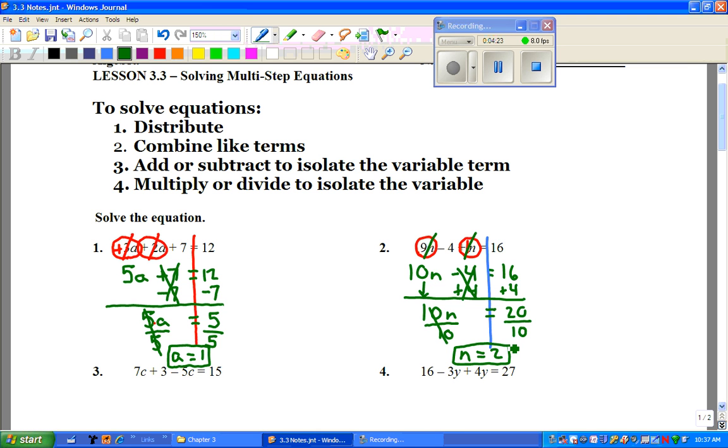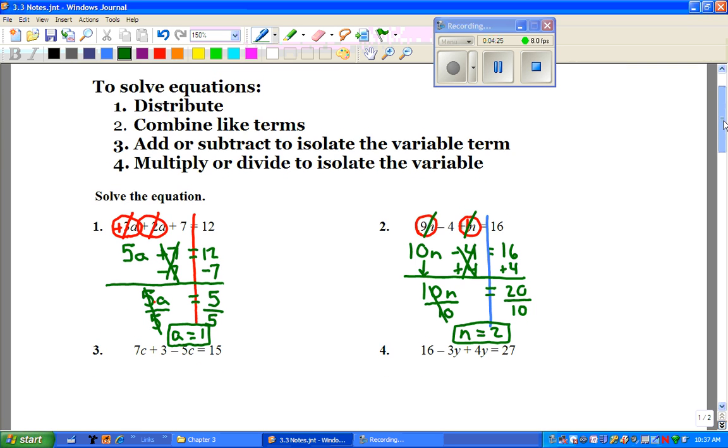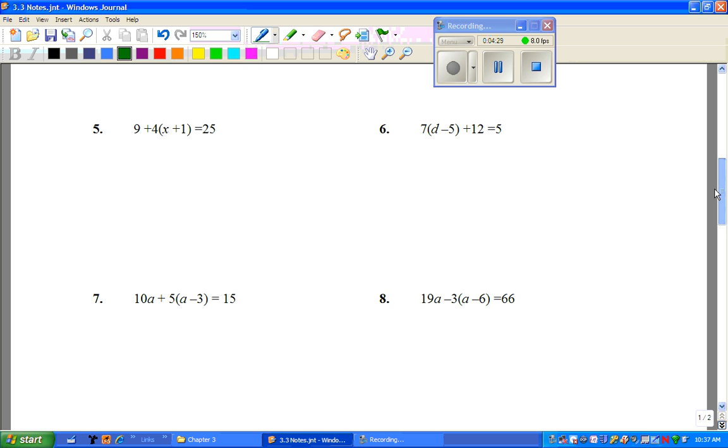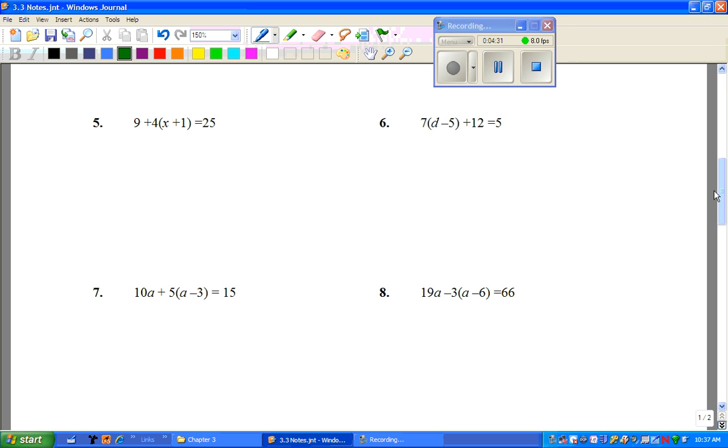Okay? All right, let's check out a few more examples down here towards the bottom. All right, let's take a look at number 5. If we go ahead and draw in our line, we've got my left-hand side and we've got my right-hand side. On my left-hand side this time, we have a problem where we're going to have to go ahead and distribute.